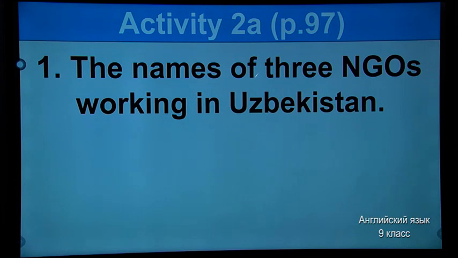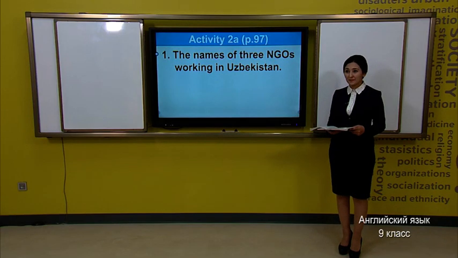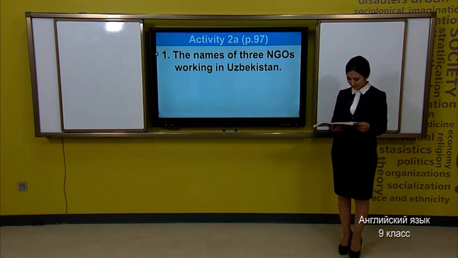Number 2A, it is a reading task. For this activity, you need your textbooks. Please open page 97 and pay attention to activity number 2A, and you can find the text about NGOs. Are you ready? Let's try to read with me.